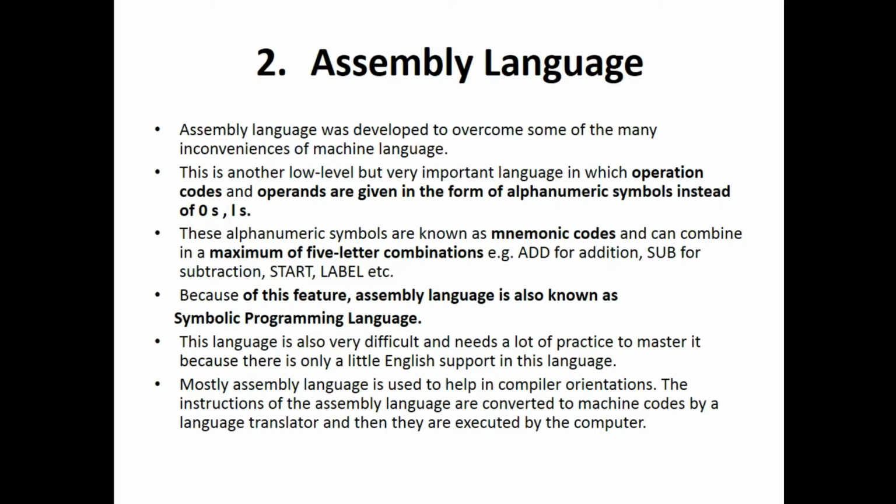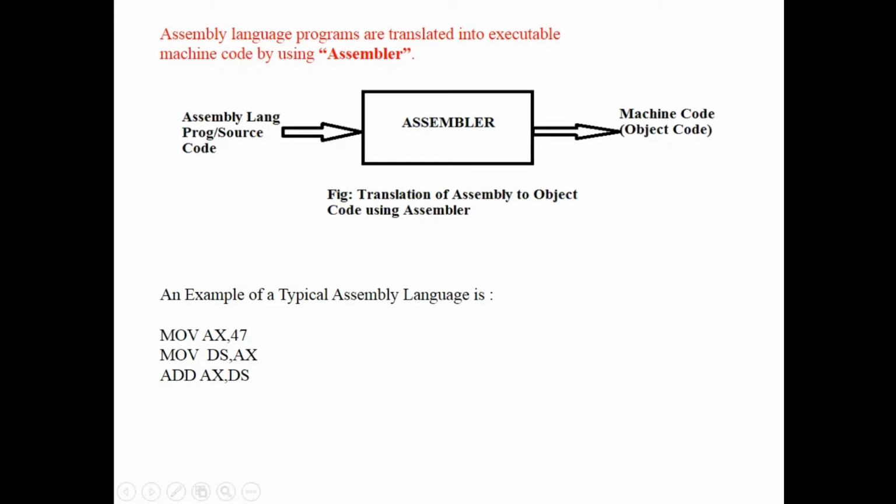This language is also very difficult and needs a lot of practice to master because there is only little English support in this language. Most assembly language is used to help in compiler orientations. The instructions of the assembly language are converted to machine code by a language translator and then they are executed by the computer. The translator which converts the assembly language into zeros and ones is called an assembler. Assembly language programs are translated into executable machine code or binary code by using an assembler.